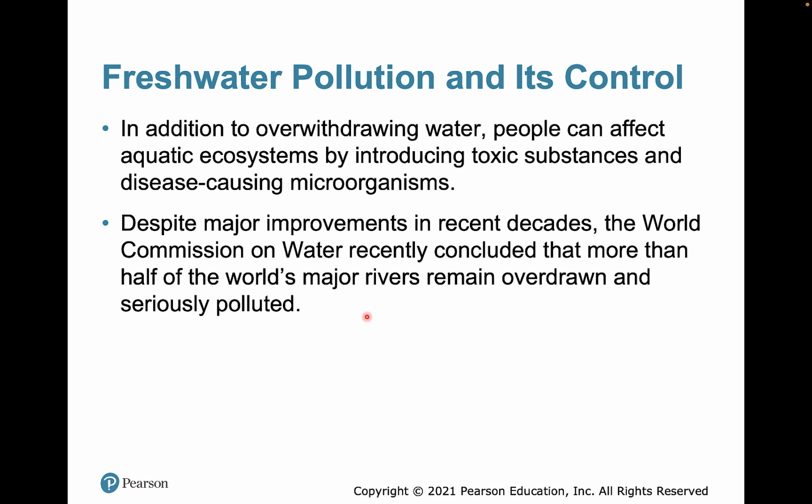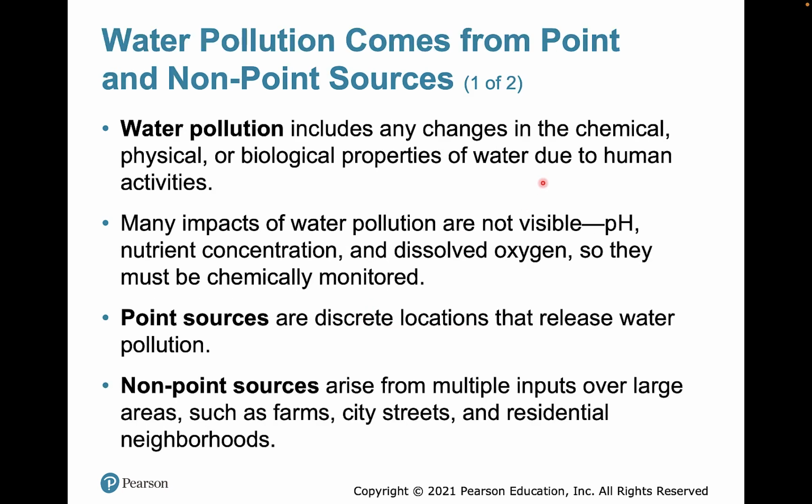So we can impact aquatic ecosystems by introducing toxic substances and microorganisms, okay? So it's more than just the amount of water that we're using, it's how we're treating the water that's there. More than half the world's major rivers remain overdrawn and polluted. So water pollution is any change in chemical, physical, or biological properties of water due to human activities, okay?